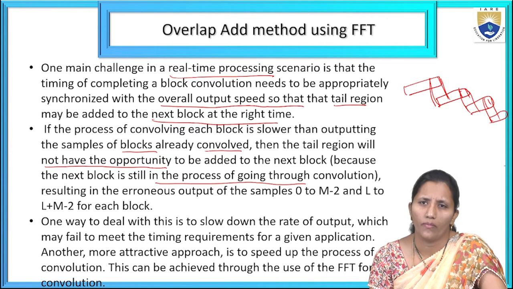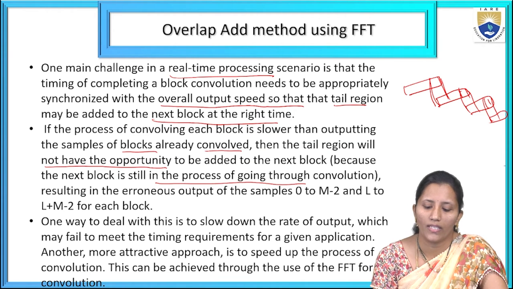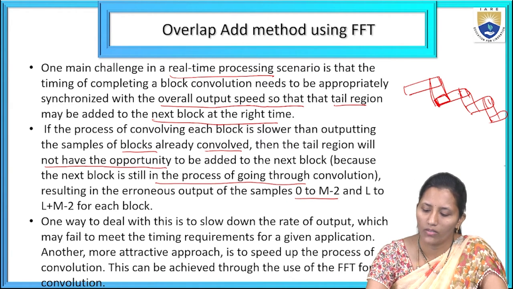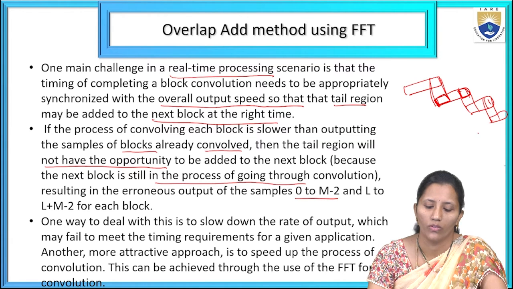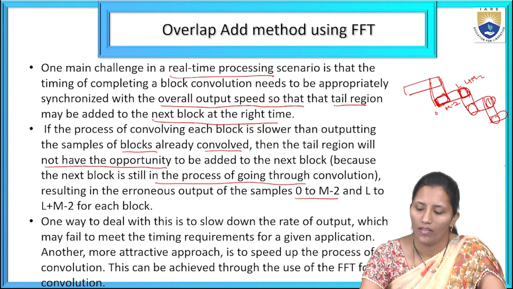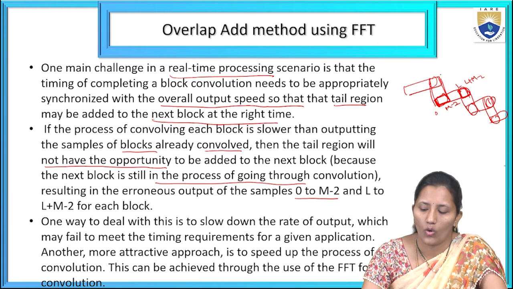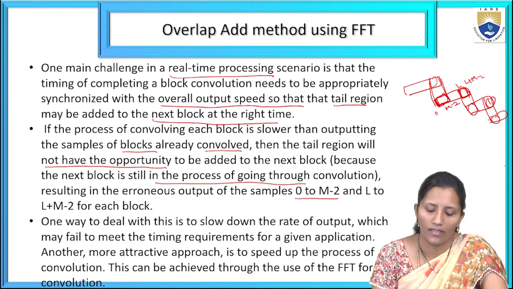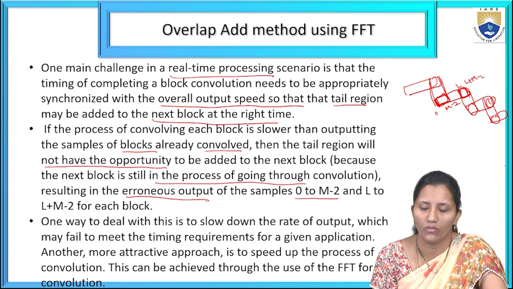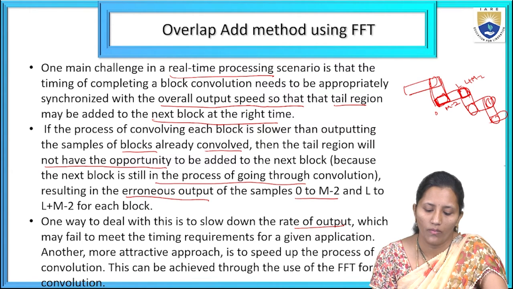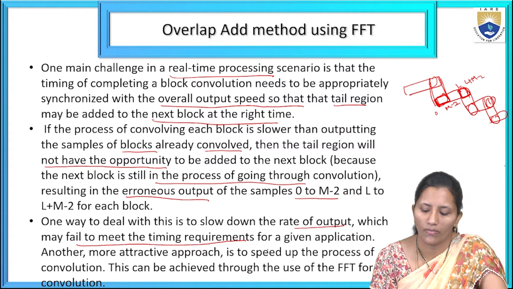So here, if one block is delayed, the next block is still going through the convolution, resulting in erroneous output for the samples 0 to m minus 2, and L to L plus M minus 2 for each block. So these blocks will give erroneous outputs. If one block is delayed in the convolution process, then the total output will be erroneous. One way to deal with this is to slow down the rate of output, which may fail to meet the timing requirements for a given application.